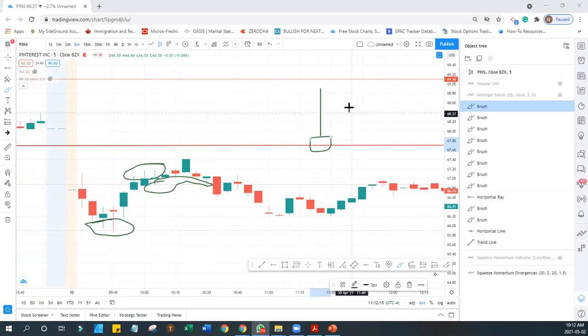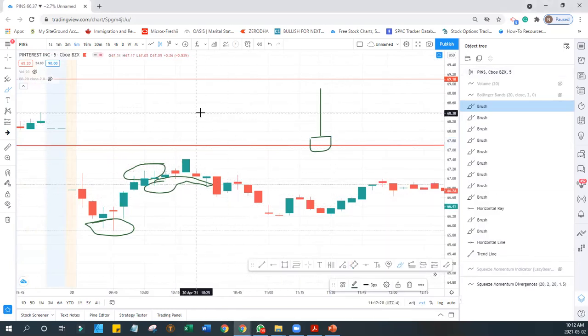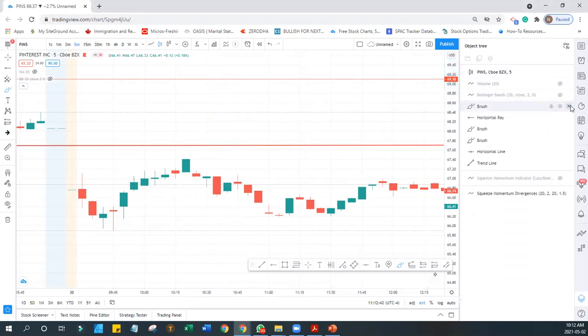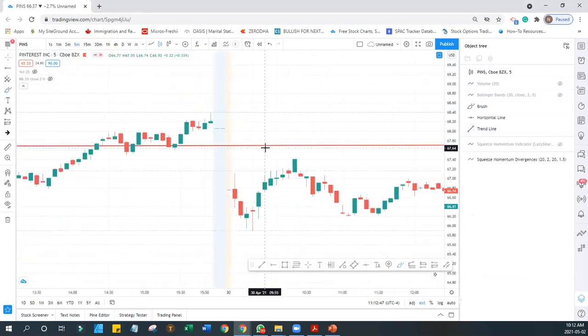Okay, so what does it mean? Now you need to figure out who is in control. When you have a body and then a big wick, and it is forming at the resistance level, you can see that the bears are now in control. Let me show you if I can find a good example of a big wick.